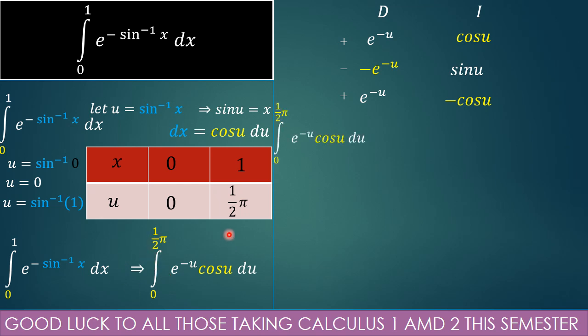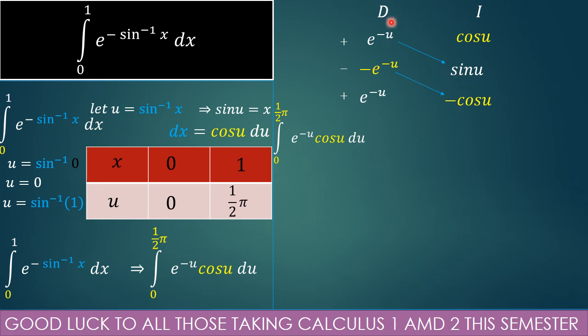Then friends, the therefore implies this our integral now. The integral going from 0 to half pi of e raised to the power negative u cosine of u du now turns out to be, friends, we are going to multiply the diagonals. We multiply these diagonals, then multiply the last row and still put it inside of the integral. So we now have negative e raised to the power negative u multiplying sine of u. Then we have this term as well, multiplying negative cosine of u. Good, that's what we have.